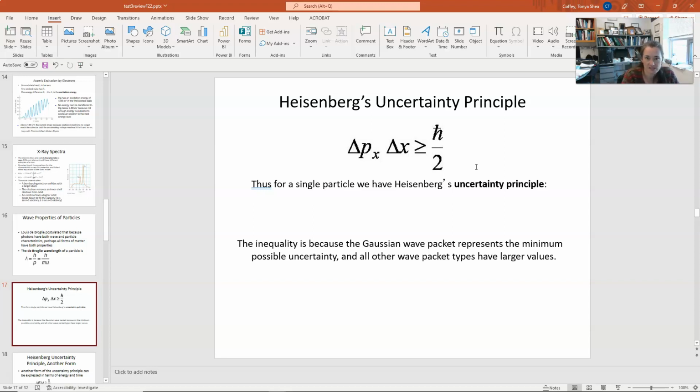So this is the uncertainty principle. Basically this says that if you're completely certain about the location of the particle and delta x goes to 0, then delta p has to get really big, okay? And vice versa. So it places a bound on it. Now granted, it's a small bound, but it's still a bound. The inequality here, greater than or equal to, is because the Gaussian wave packet represents the minimum possible uncertainty, and all other types of wave packets are going to have a larger value than h bar over 2. So delta px delta x is equal to h bar over 2 for a Gaussian wave packet, and it's greater than that for everything else.